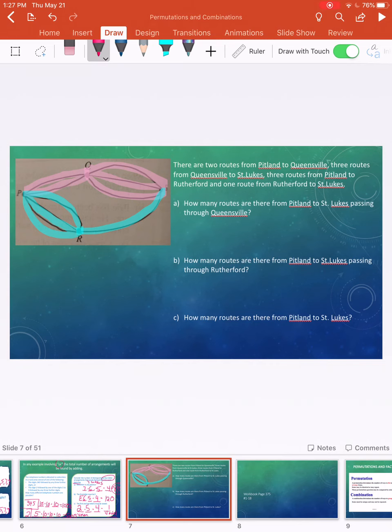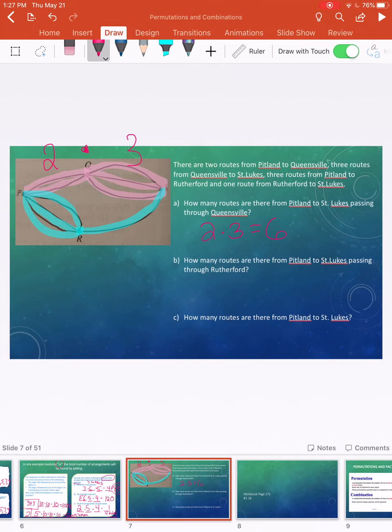So we would go from Pitland to Queensville, which we have 2 routes. And once we get to Queensville, we'd go to St. Luke's, which we have 3 routes. So we'd have 2 times 3, right? Because we're going through Pitland to Queensville, and then from Queensville to St. Luke's. So we're using the word and, so we're multiplying. So I have 2 times 3, which gives me 6.